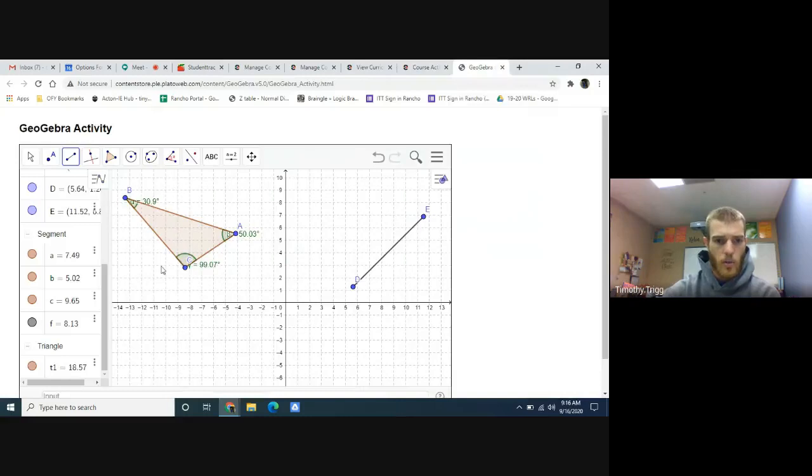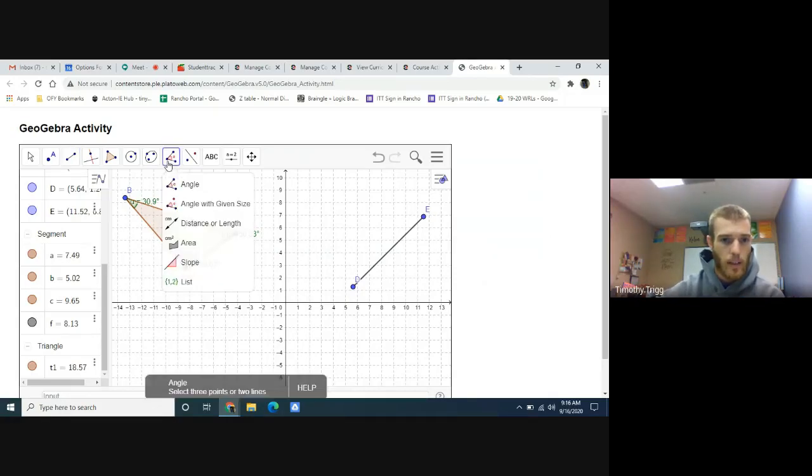Okay, so I'm going to choose angle C here, and I'm going to make that like here. Okay, so how do I do that? Well, we can go ahead and click this, click on angle with given size.